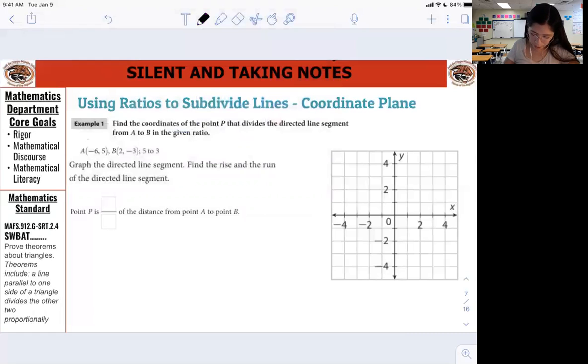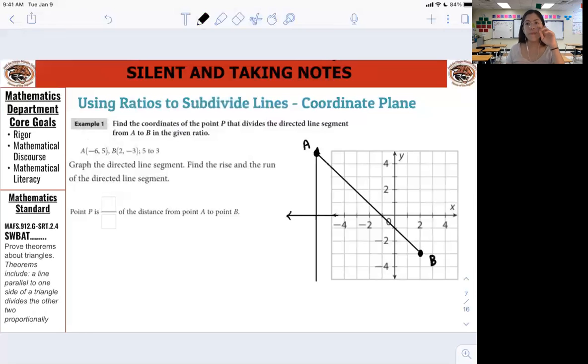Oops. It's okay, I'll add one more. So -6, comma 5. Okay, there it is, there's A. And then 2, comma -3. Okay, there's my line segment, A and B.